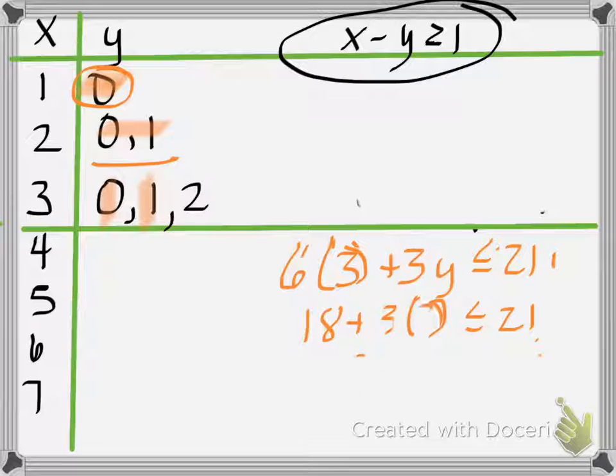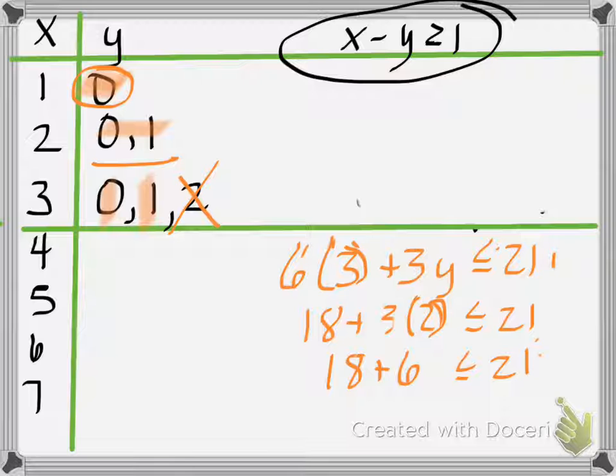3 times 2. So 18 plus 6. Is that less than or equal to 21? No. So this one doesn't work. You don't have to X out the ones that don't work. I like that because it helps me see what I'm doing.